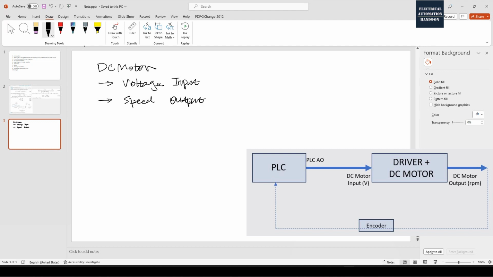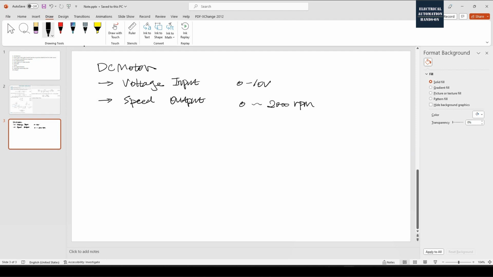Typically, when we apply voltage to a motor, if we are going to use a PLC to control the DC motor driver or even an AC motor, we use the PLC to apply 0 to 10 volts, connected to the VFD, and the VFD connects to the motor. So basically the motor drive input signal is 0 to 10 volts, and the speed of the motor could range from 0 to, for example, 2000 RPM. Therefore, firstly, we need to identify the input signal and the output signal of your object system.